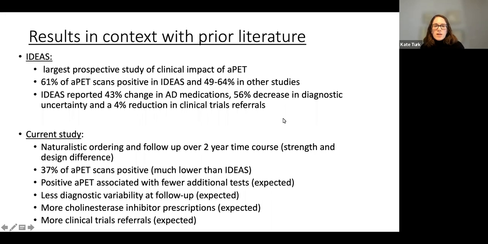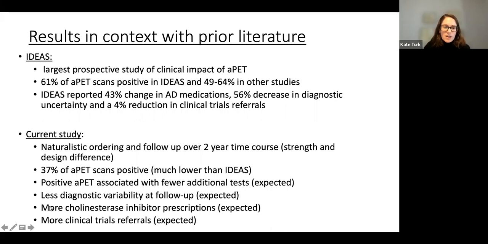So putting these results in context with the prior literature, including the IDEA study. The IDEA study was the largest prospective study of the clinical impact of amyloid PET. And in that study, 61% of the amyloid PET scans were positive, just to contrast with our number of 40%. And in other studies, the range of positive scans can be between 49 and 64%. The IDEA study reported a 43% change in the rate of AD medications used and a 50% decrease in diagnostic uncertainty and a 4% reduction in clinical trials referrals.